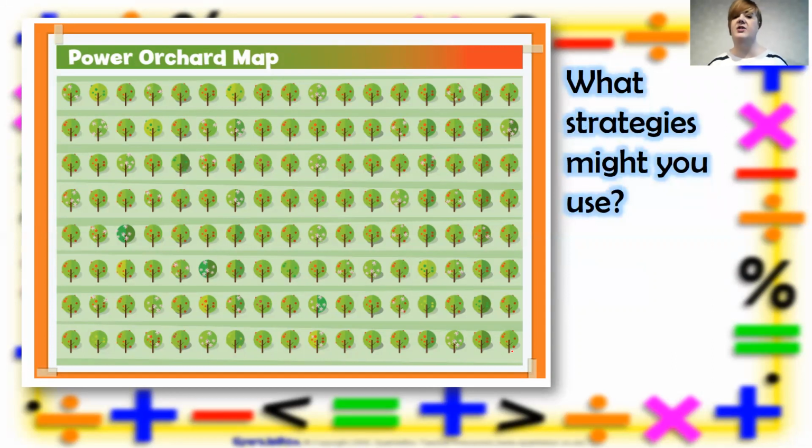Now, my next question is, what strategies might you use? And what I want you to do now, again, is just pause the video and using a whiteboard, I want you to have an explore. So remember, we're looking at the calculation 17 times 8. What strategies might you use to get to that answer? Okay, just take a few minutes now.